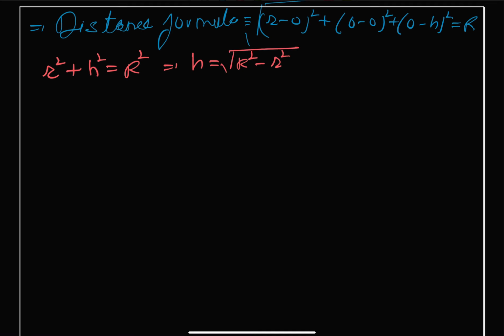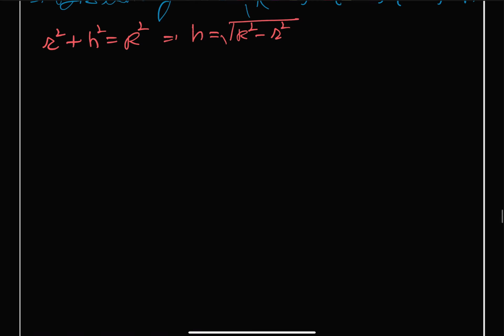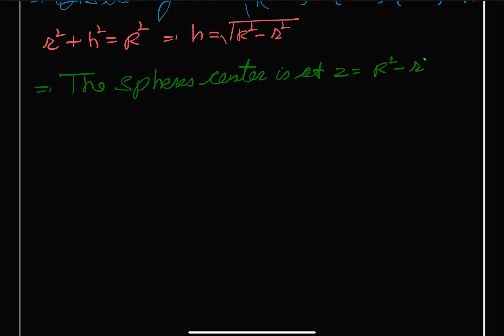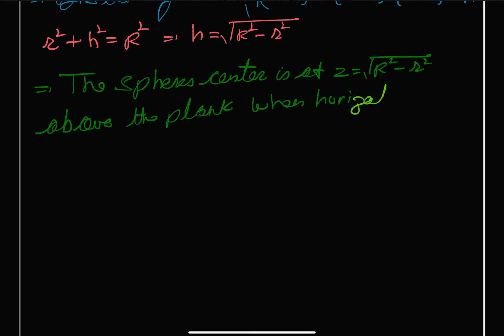So it means the sphere center is at the z coordinate square root of R square minus small r square above the plank when horizontal.